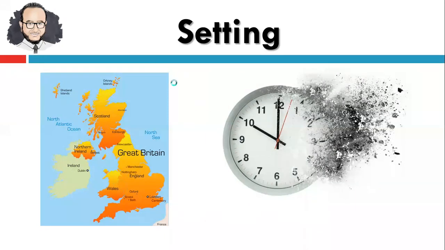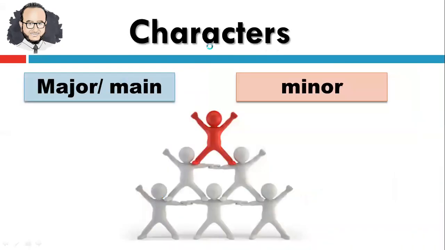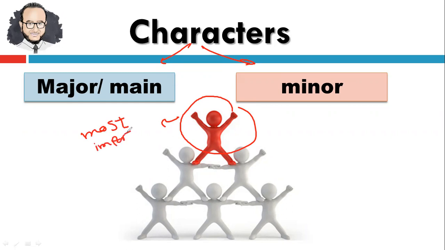The second thing here is the characters. In the characters, I'm talking about two types: the major character and the minor character, or the main character and the minor character. The major character is the most important one in the novel, okay? And this is the one who makes the events of the novel move in a perfect way. This is the most important character in the novel, the major character.